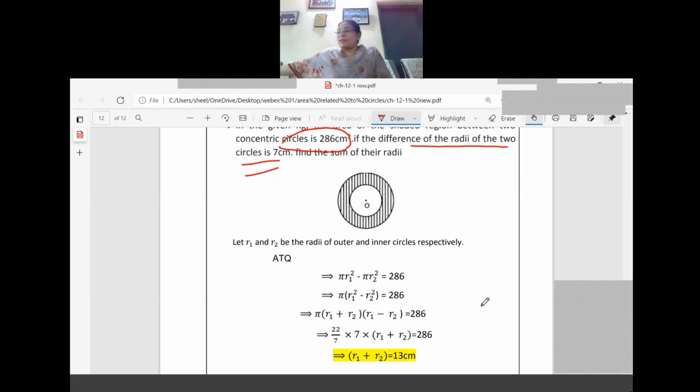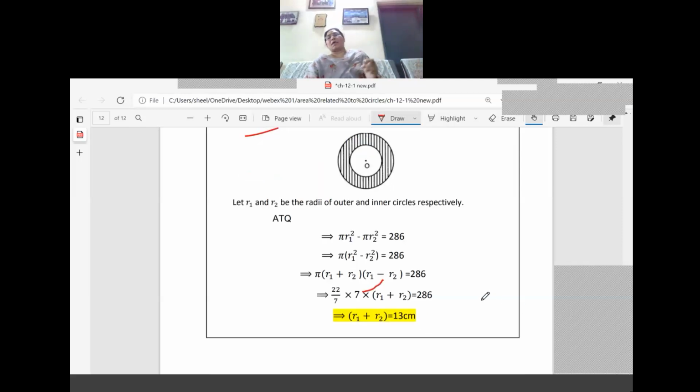We are doing the factorization of this one. So a plus b into a minus b. So we have written it is equal to 286, right? So 22 by 7 into 7. Why have I used 7? Because r1 minus r2 is given as 7. So 22 by 7 into 7 bracket r1 plus r2 only. Substitute the values and we can solve. So r1 plus r2 equal to 13 centimeter, right? So sum of the radii of the circles equal to 13 centimeter.